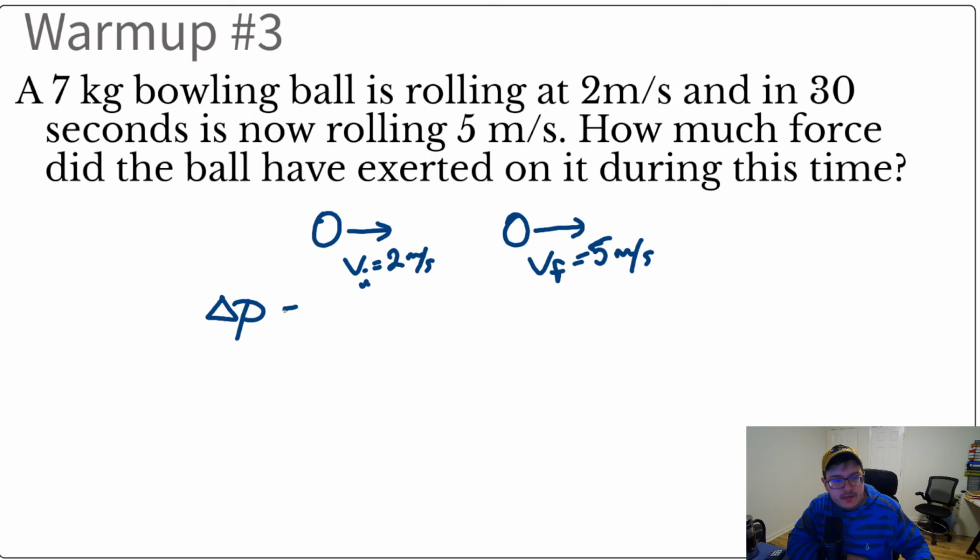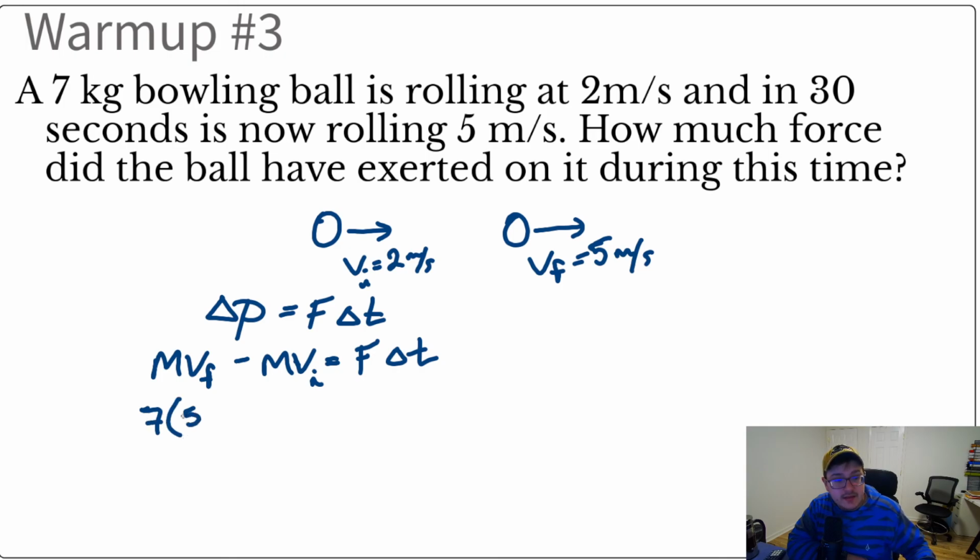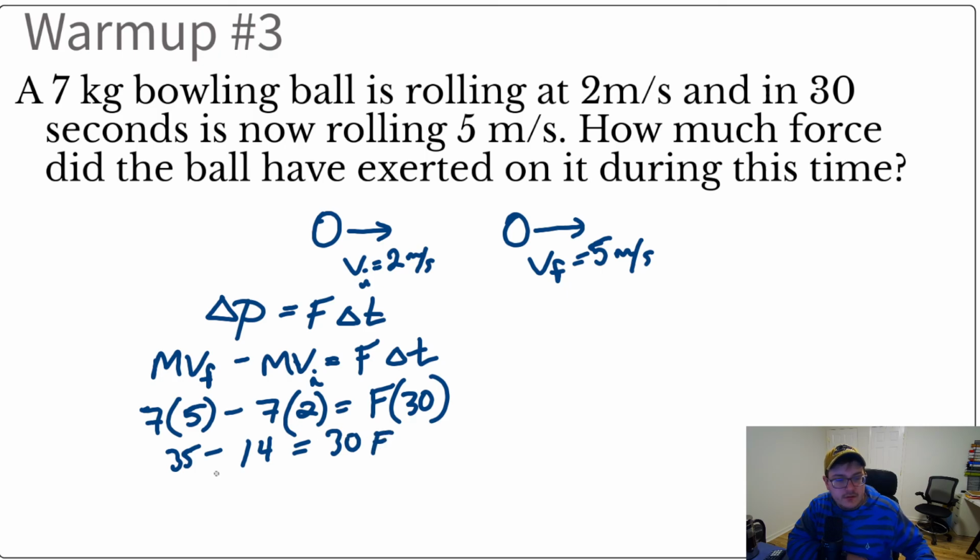All right, delta P equals F net delta t. So that's mass velocity final minus mass velocity initial. I did skip that first step because I really don't think we need to do it anymore. Mass is 7. Velocity final is 5, minus 7 times velocity initial, which is 2. We're looking for force again, and your change in time is 30 seconds. So this can be 35 minus 14 equals 30F. 35 minus 14, this can be 21 equals 30F.